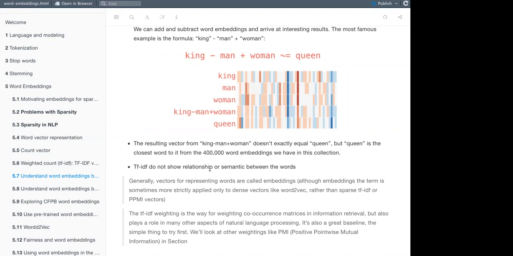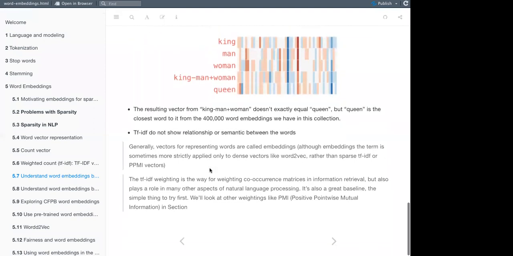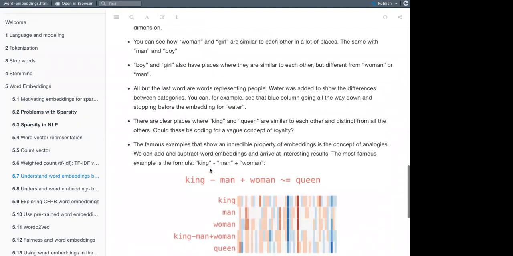So that is generally the idea of embedding. They are just vectors, but not sparse vectors, but dense vectors. So this is the general intuition about what embedding is.